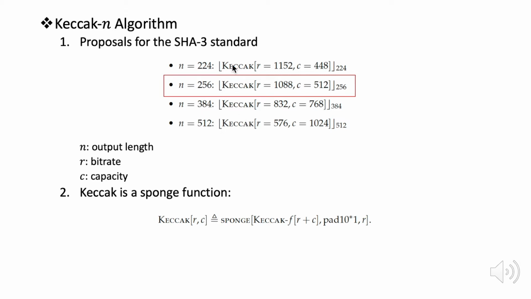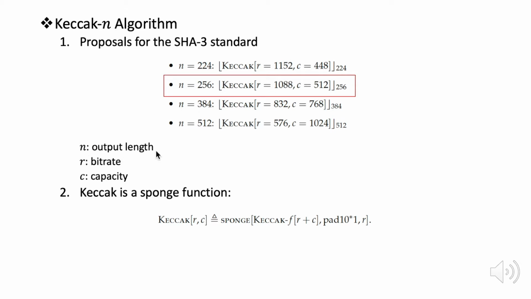The Keccak algorithm is defined with 2 parameters, R and C, and this symbol here indicates the truncation of the outputs. For n equals 256, this is the Keccak-256 algorithm, which is widely used in Ethereum. We take the first 256 bits of the output of this algorithm as the final hash value. So let's see the parameters.